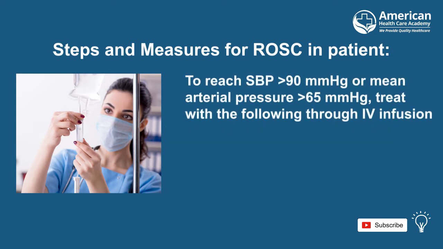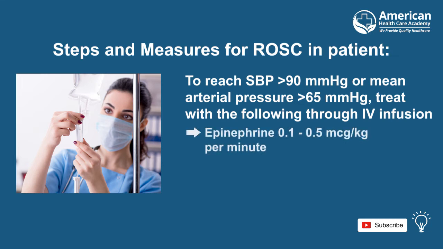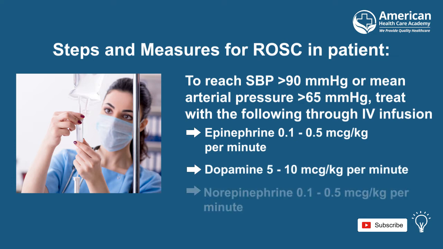To reach either an SBP of greater than 90 or a mean arterial pressure of over 65, administer the following via IV infusion. Epinephrine at a dosage of 0.1 to 0.5 micrograms per kilogram per minute, or dopamine at a dose of 5 to 10 micrograms per kilogram per minute, or norepinephrine at a dosage of 0.1 to 0.5 micrograms per kilogram per minute.